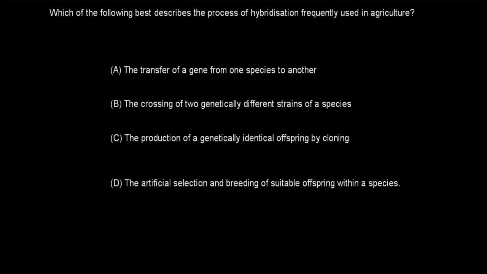Next question is this one. Which of the following best describes the process of hybridization frequently used in agriculture? A, the transfer of a gene from one species to another. B, the crossing of 2 genetically different strains of a species. C, the production of genetically identical offspring by cloning. Or D, the artificial selection and breeding of suitable offspring within a species. Pause the video and attempt the question.